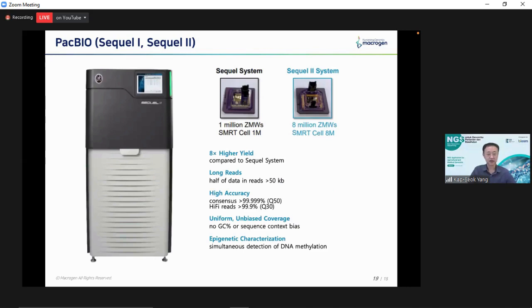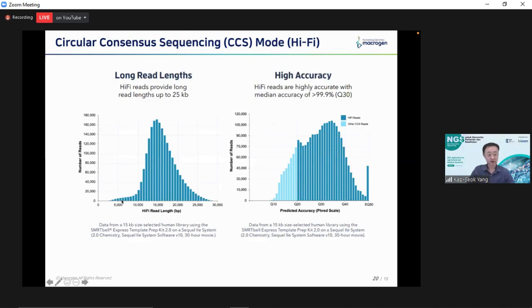This is the PacBio. The more recent one is Sequel 2. This can produce a very long read. As you can see, the average long read from the Hi-Fi protocol is more than 15,000. And if you are using the Hi-Fi read with the enhanced accuracy, you can get very, very good quality data. So these are the essential tools for the big genome assembly data.